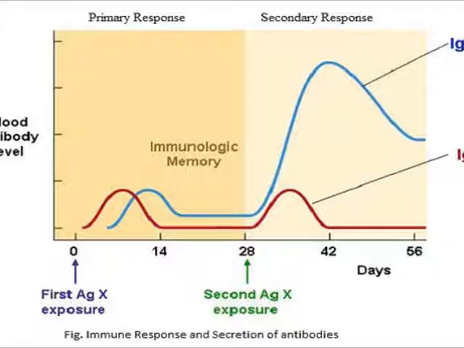The innate immune system changes little between the primary and the secondary immune response, but the adaptive immune system exhibits a great number of physiological changes between the primary and secondary response.